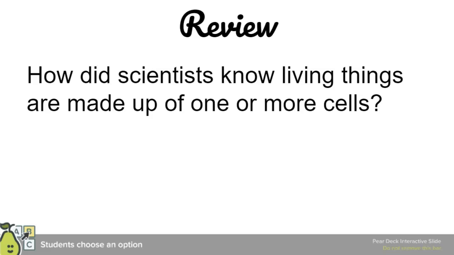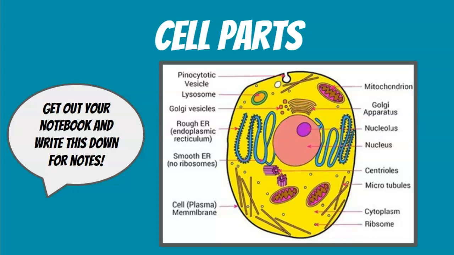And how did scientists know living things are made up of one or more cells? Did they find organisms in pond water, create proteins, put living things under the microscope and saw they were made of cells, or saw that cells divided to create new cells? All right, they put living things under the microscope and saw they were made of cells. Okay, awesome. Now that we've reviewed that, we're going to move on to cell parts.